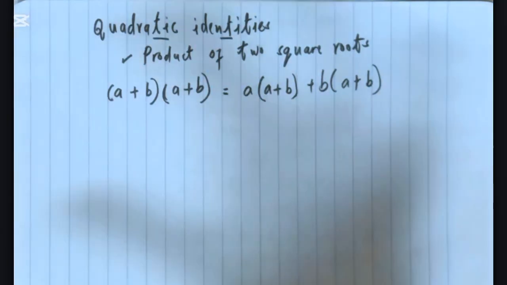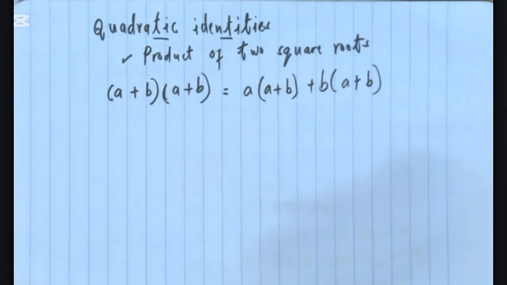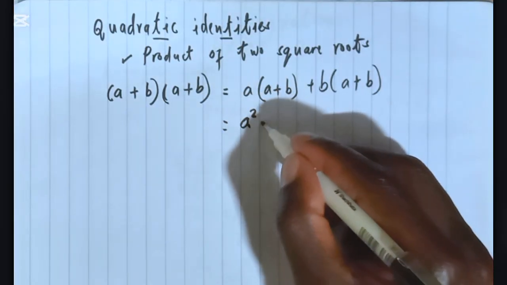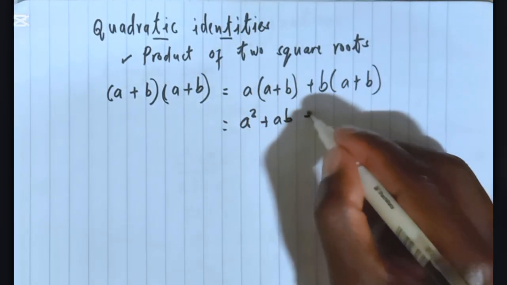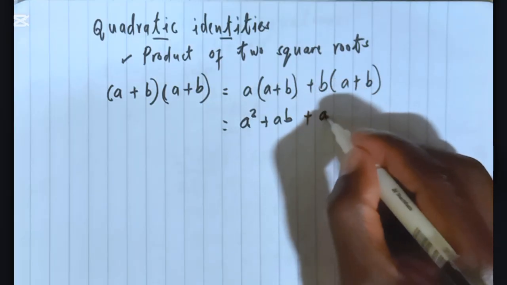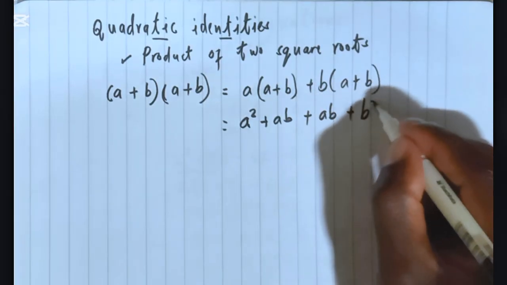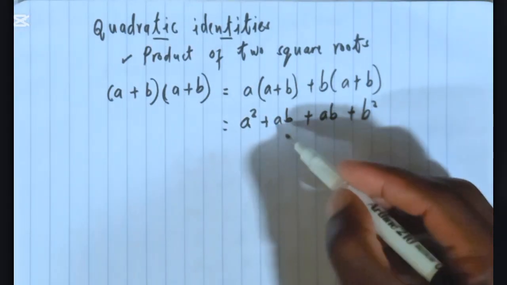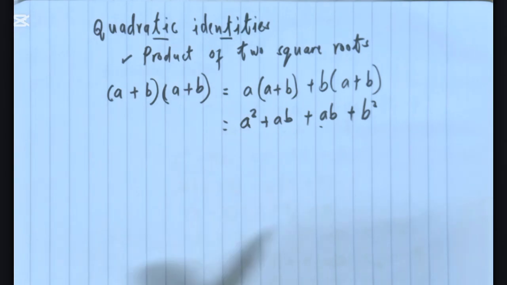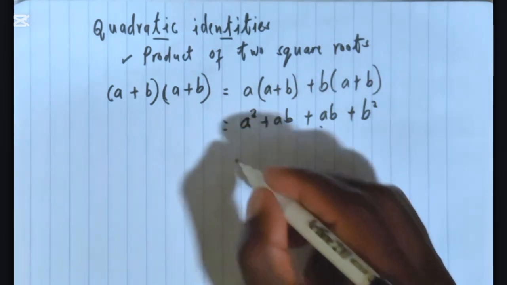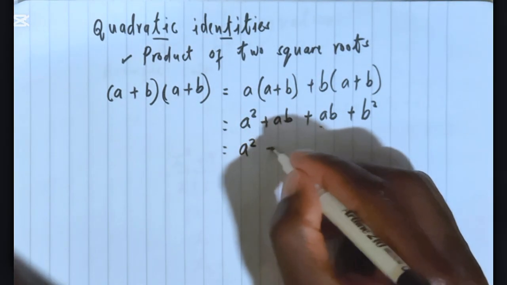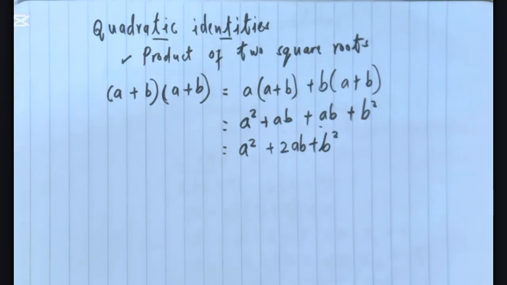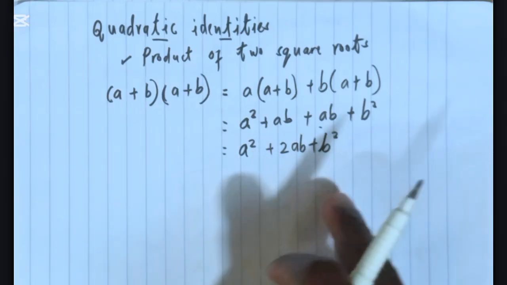And I want you to note what we're getting after we've expanded this particular expression. What we get then is a times a giving us a squared, and a times b giving us ab, plus b times a giving us ab, plus b times b giving us b squared. Note, this is not the final answer, as we can actually simplify what we have in the middle. That is ab plus ab. So when we add those two, we get a squared plus 2ab plus b squared.